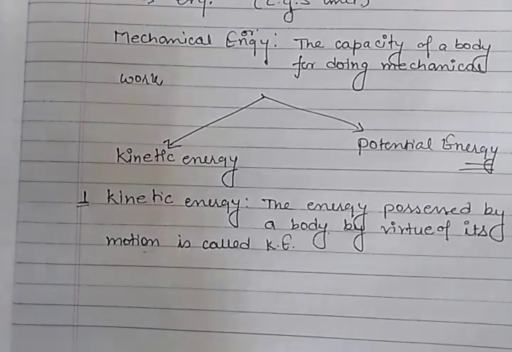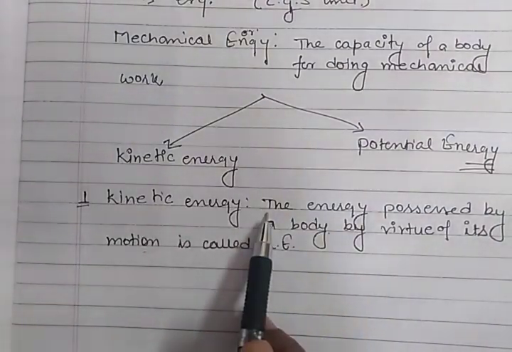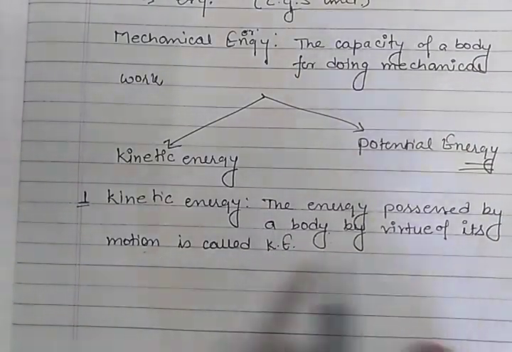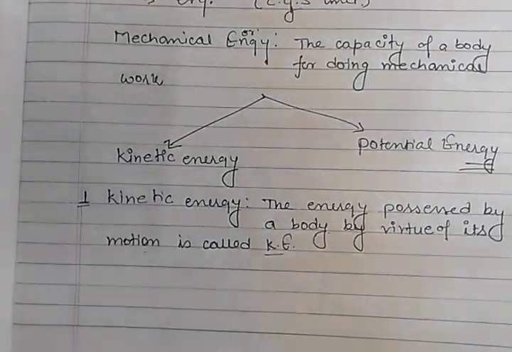For example, if a truck is moving and hits a car, why will it hit the car? Because the truck has that energy, and that energy is due to the motion of the truck, and that is kinetic energy. If the truck is moving very slowly and again hits the car, the energy imparted by the truck to the car is very less. Why? Because the energy in the truck is very less, because its velocity is very small. So the very simple definition of kinetic energy: if a body is moving, then it possesses energy, and that energy is called kinetic energy.